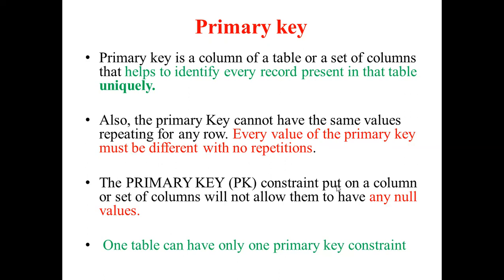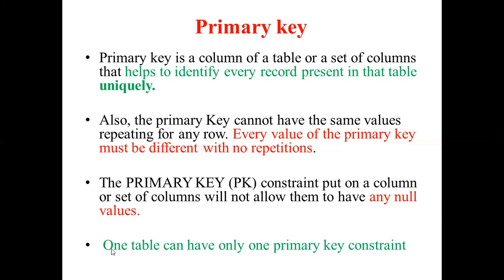Next, the primary key constraint put on a column or a set of columns will not allow them to have any null value. That is again very, very important: the column which is going to be declared as a primary key must not contain any null value. Each and every value in that column should be a non-zero value, having some value other than 0. Then and only then can you consider that key as a primary key.